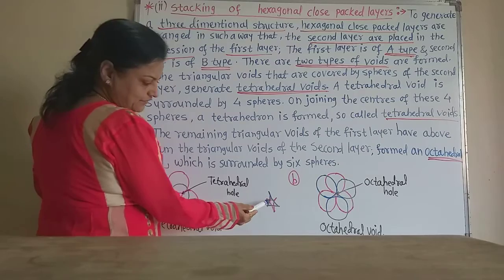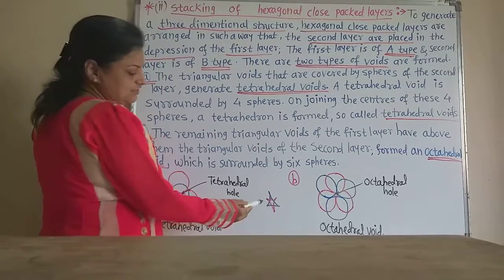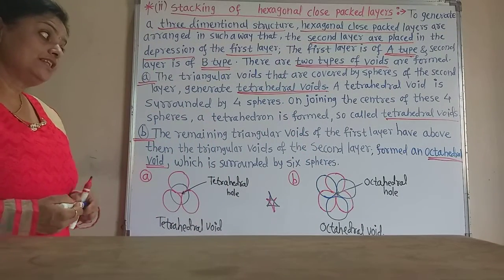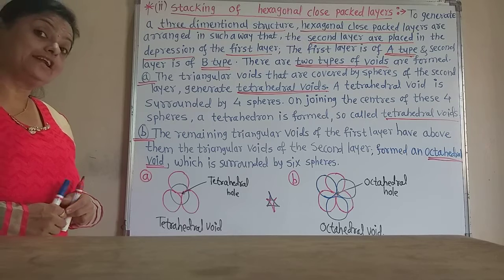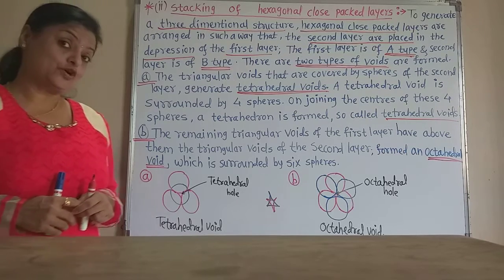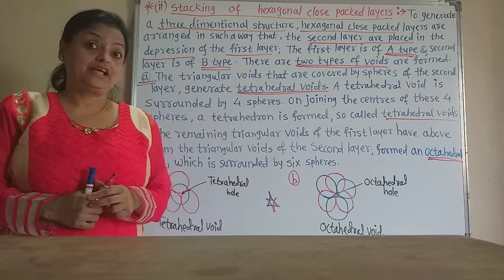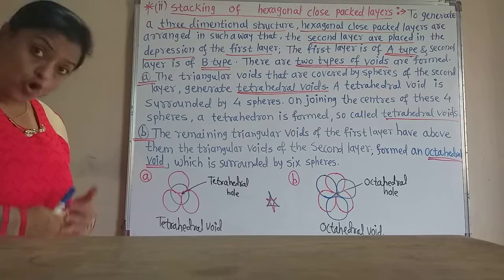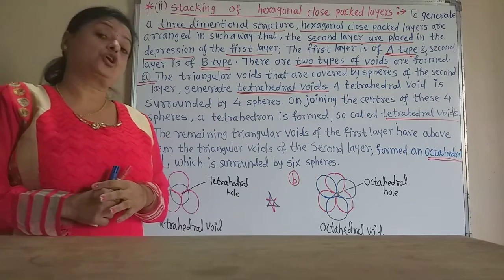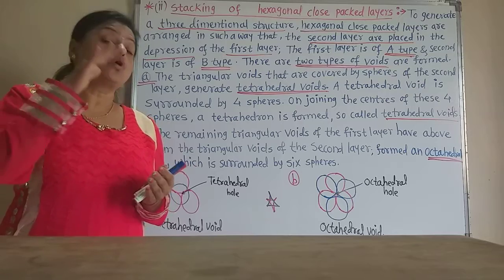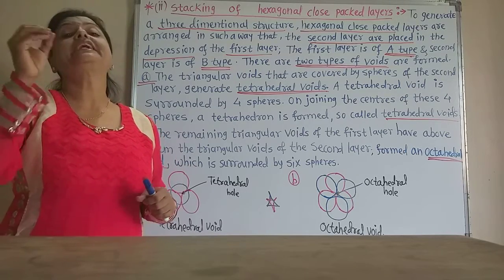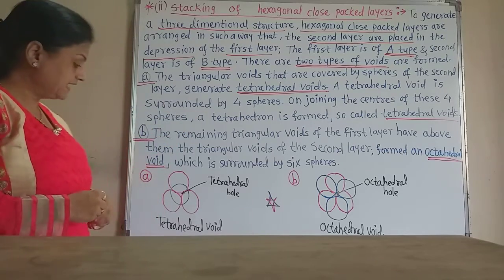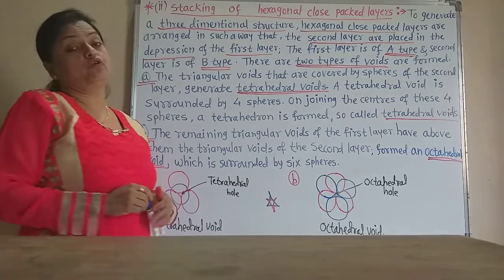So this void, this octahedral hole will form, and this void is called the octahedral void, because due to that there is formation of an octahedron-like shape, and so the name is the octahedral void. So on stacking the two-dimensional hexagonal close packed layers one above another, there is formation of a three-dimensional structure in which there are two types of voids, that is the tetrahedral void and the octahedral void.